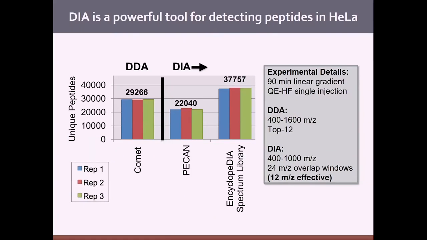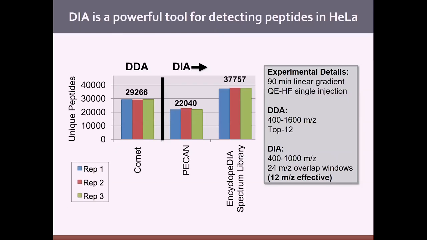So just to start, in this sample type he had, and under these conditions, he had DDA data, and it was a fairly large mass to charge range. And using Comet, this is a 90-minute gradient, so it's a two-hour total cycle time. And this is about 30,000 peptides that were found by DDA. When he used wide 24 m/z overlapping windows, 12 m/z effective when they're demultiplexed, he was getting a little bit fewer peptide detections by Pecan.